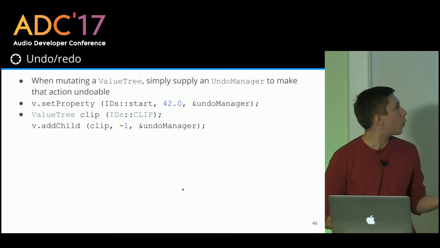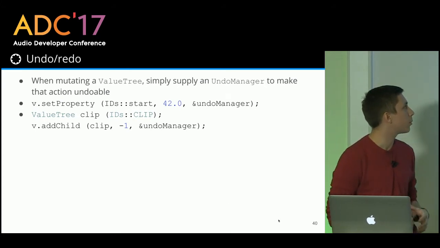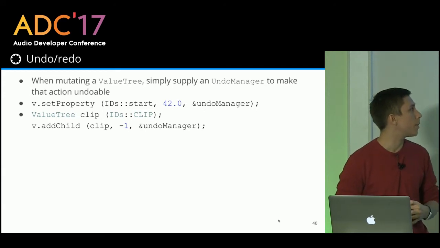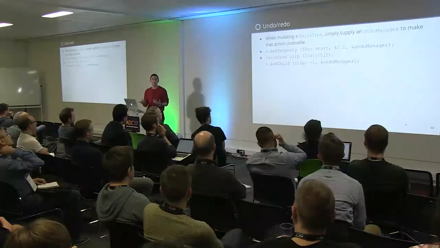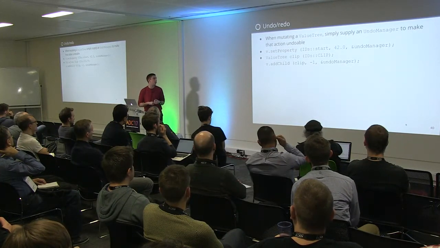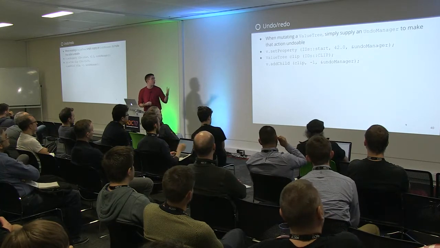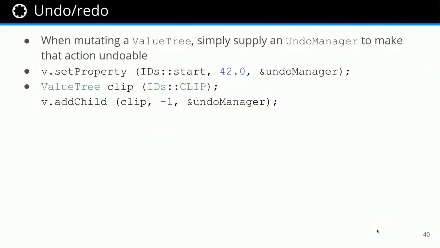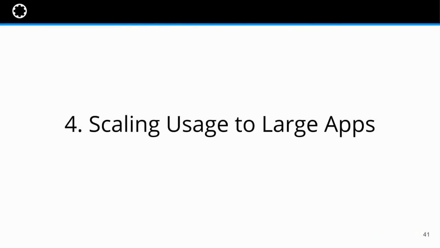So a quick note on undo redo, because people often miss this because it's so simple with value trees. When you set a property or mutate a value tree in some way, then all you need to do is supply a pointer to an undo manager, and that will become an undoable transaction. When you hit undo on your undo manager, it will simply revert back to whatever the state was before. So you can either set a property or add a child. In the following examples, I've passed a null pointer here, just to keep the code examples a bit smaller.